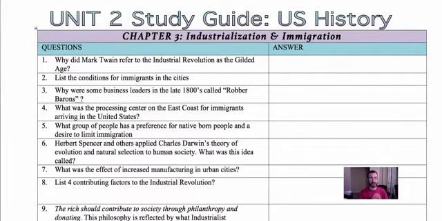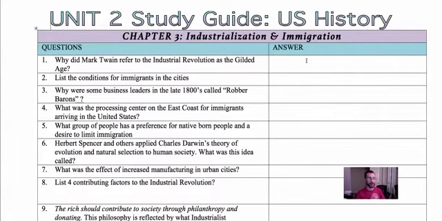What's up, guys? This video is going to be a review video for the Unit 2 study guide. I'm going to do this video in two parts. The first part is going to be industrialization and immigration, and then the second part is going to be specifically for the progressive era. So I'm just going to go through all these questions. I'm going to type in the answer here, and then hopefully this will help you guys for the test.